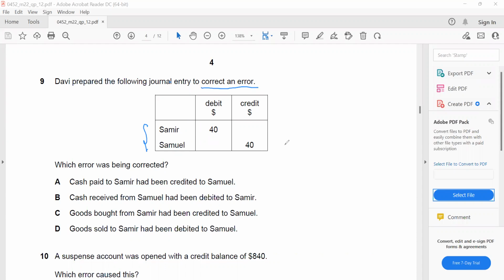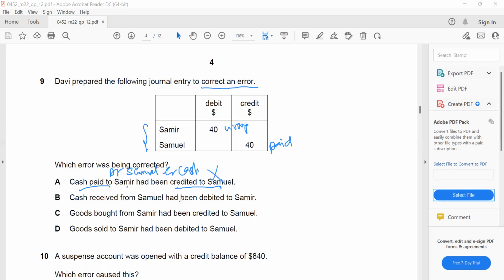Okay, that means this one is pay. This one should be the wrong. So cash paid to Samir, very possible. Cash paid to Samir has been credited to Samir. So cash paid credited to Samir. So this one cannot be, because if cash is paid to Samir, it should be debit Samir and credit cash. So this one is unlikely. Okay, next.